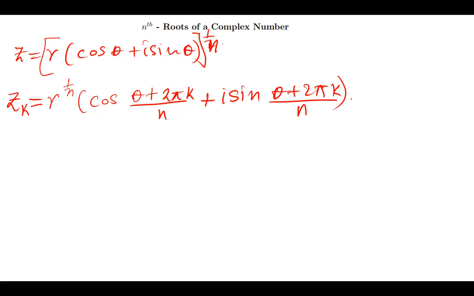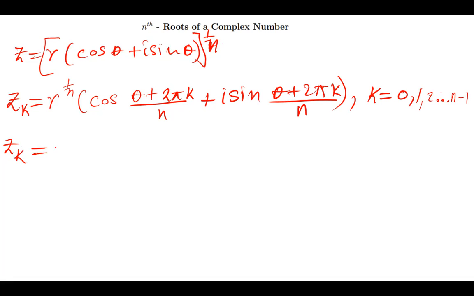This is what you're going to have, where k is equal to 0, 1, 2, up to n minus 1. This is just the same thing when you're using degrees, if the angle is not in radians. If it's in degrees, you do the same.